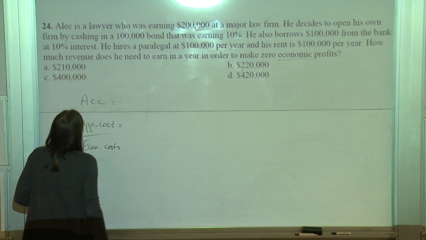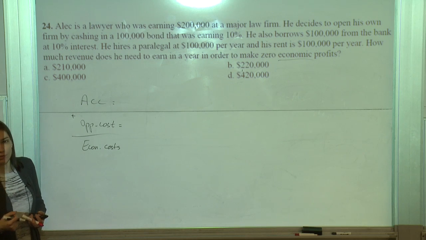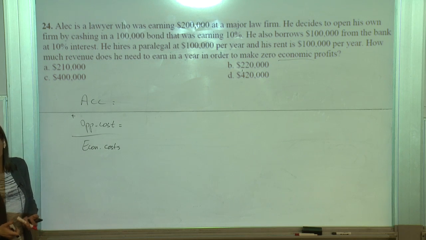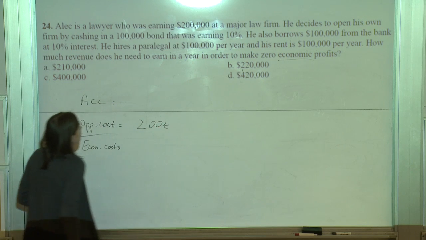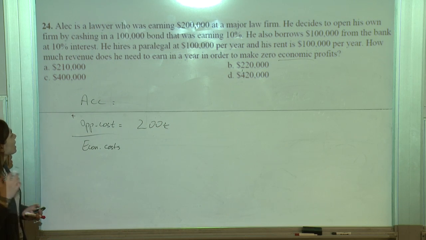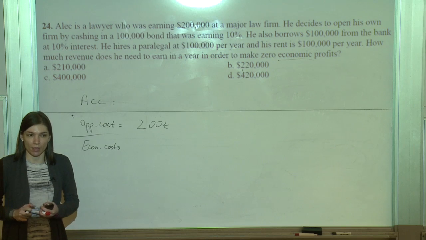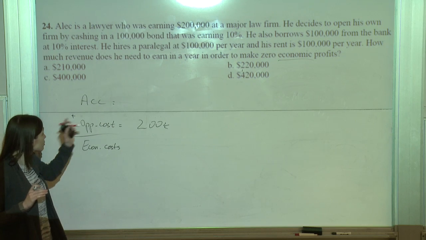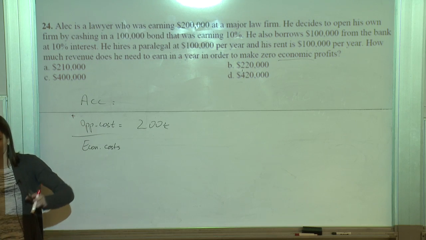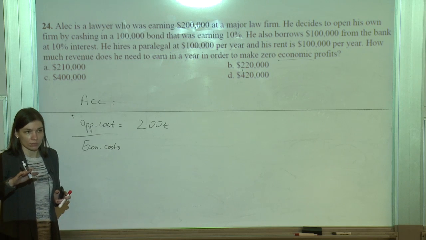So let's classify. Okay, Alec is a lawyer who was earning $200,000 at a major law firm. What type of cost is that, if it's a cost? Opportunity costs, right? So that's $200,000 there. He decides to open his own firm by cashing in a $100,000 bond that was earning 10%. What does that imply? The $100,000 bond that was earning 10% now needs to be cashed in. Yeah? A $10,000 opportunity cost. That's all there is to it.